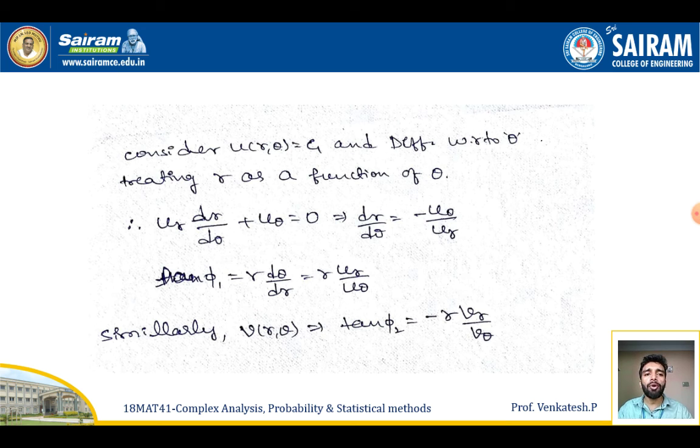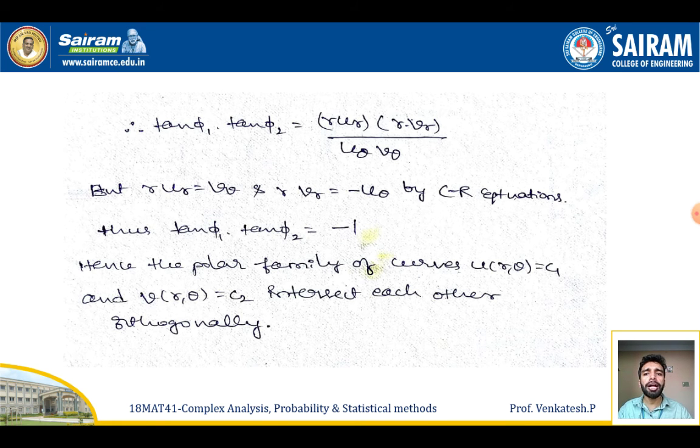Now since I want to show the orthogonality, I'm going to multiply tan phi 1 with tan phi 2. I'll be getting what? r ur into r vr by u theta v theta. Since the function f of z is analytic, I can use the CR equations in polar form, right? So I'll have r ur is equal to v theta, r vr is equal to minus u theta. This is by the CR equations.